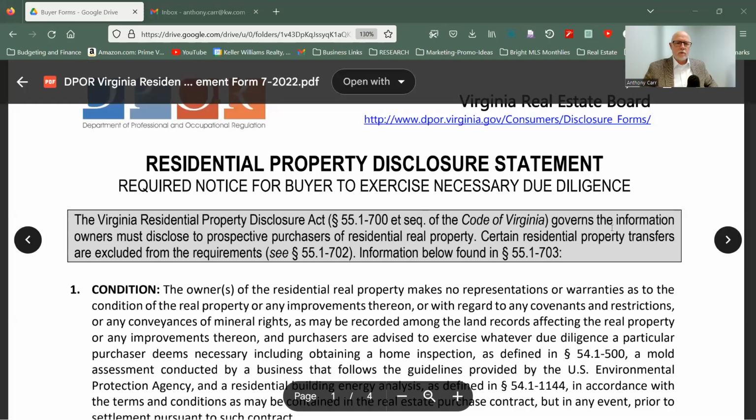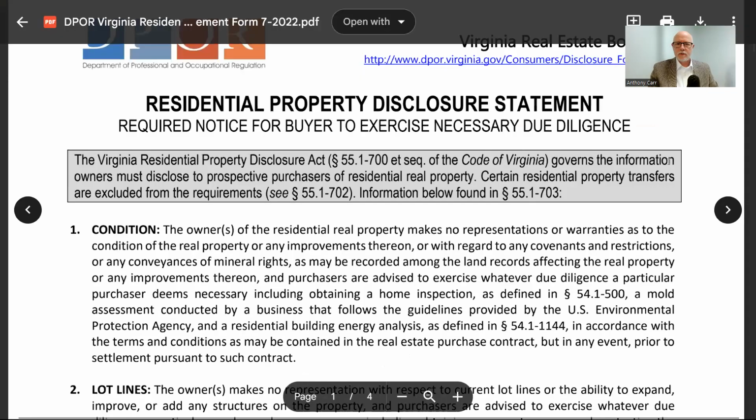Hey, gang. Okay, we will continue training on the forms that you'll need to write a contract. Let's get this all up here top for you. The residential property disclosure statement.